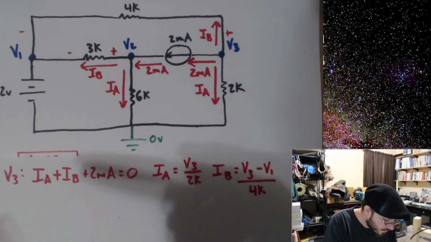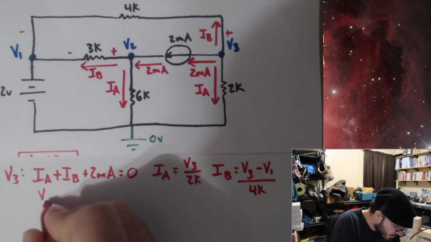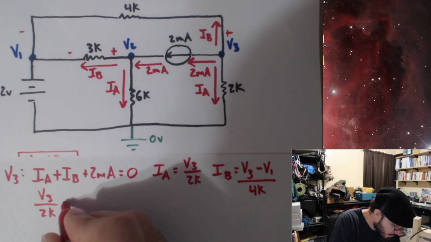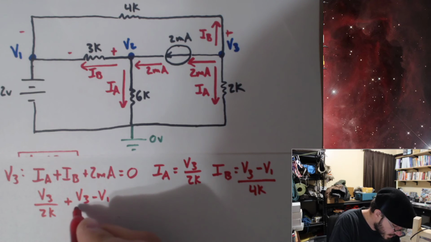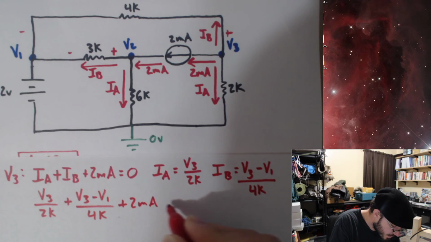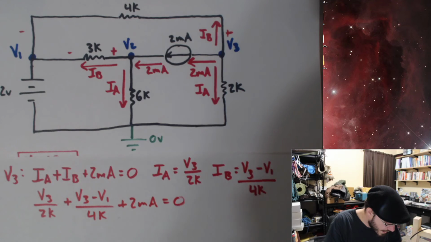Now let's fill in this equation here, and I get V3 divided by 2K plus V3 minus V1 divided by 4K plus 2 milliamps equals 0. And now I'm left with my third equation.